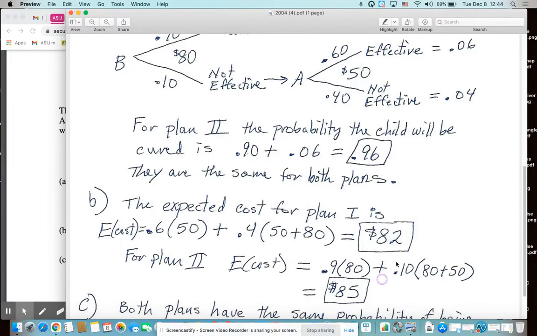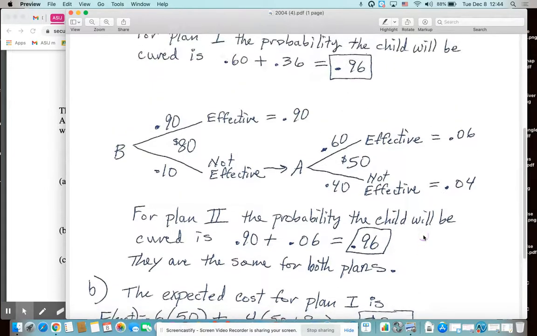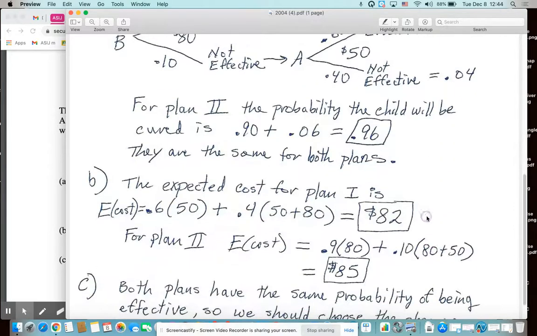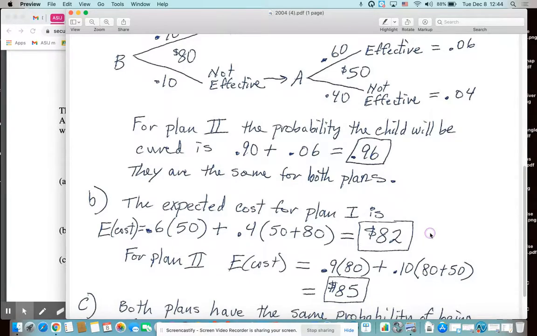It's not a lot of money, but the point is maybe there are some treatments out there in the world where it would make a big difference, and you don't want to spend the big money right away. You want to wait to see if the cheap one works first, so what's the better way to go? Plan 1 would be cheaper. So this is the plan that usually we would recommend. Why? Well, it's the same probability of working, but this one would be cheaper, right? So as a doctor, you would recommend plan 1.